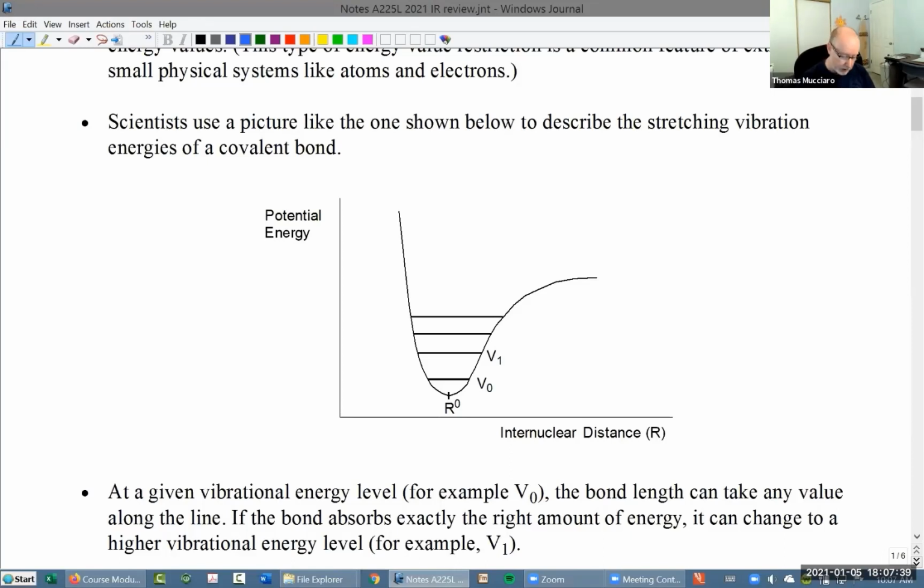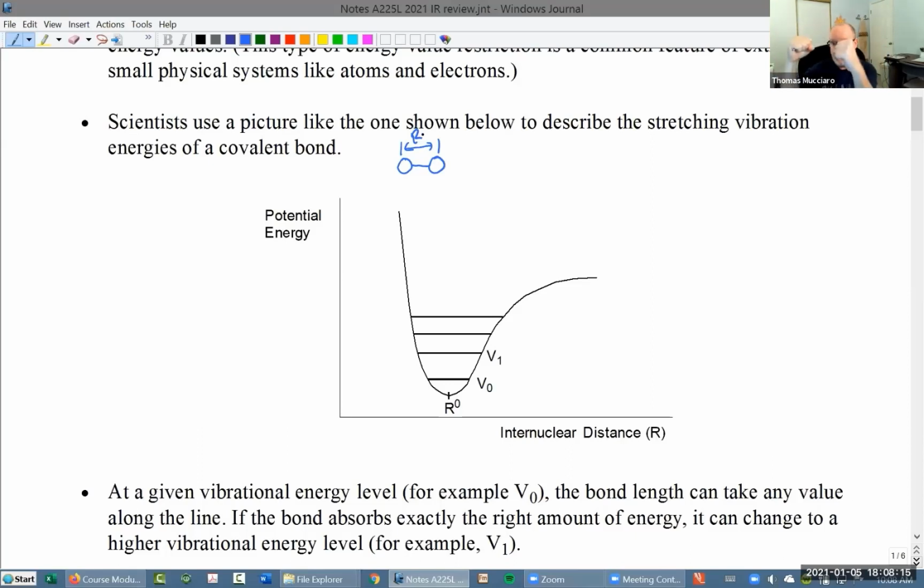Okay, so here's what they're doing. They're showing a bond. So we have an atom here, and then we have this distance, capital R. How far apart are these two atoms? Okay? And it turns out when you take two atoms and put them together, if you stretch them apart and then hold them there, their potential energy goes up.